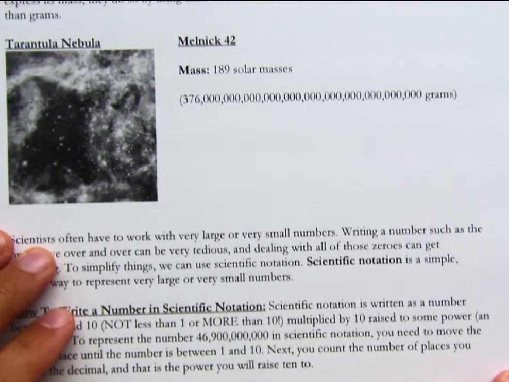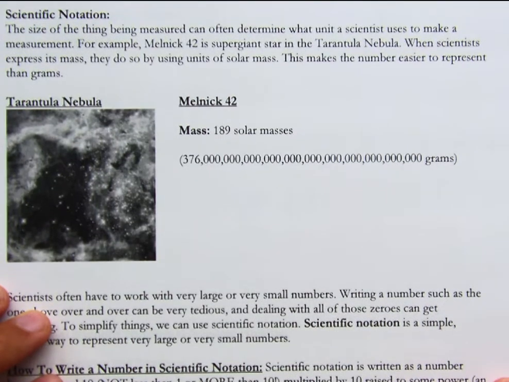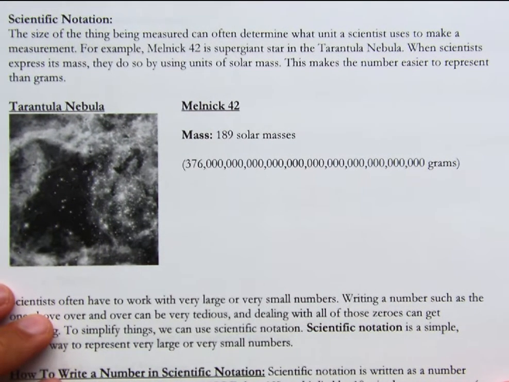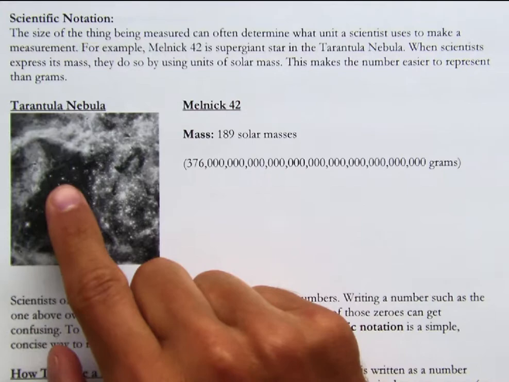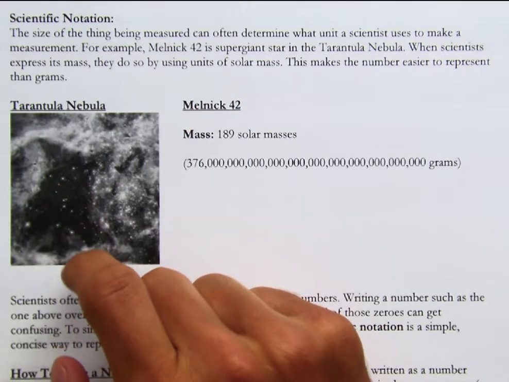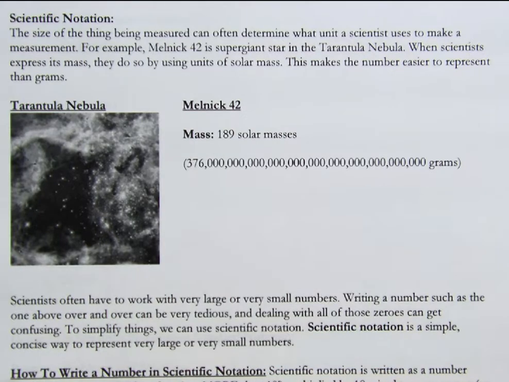All right, so I have just sort of a little example here about scientific notation. So if you want to, you can pause and read it. What it says is the size of the thing that's being measured influences what unit is best to use to represent that measurement. Okay, so if you are measuring, let's say, the mass of a star, and in this problem they talk about Melnick 42, and it's one of the stars in this picture of the Tarantula Nebula, and it's a huge star.